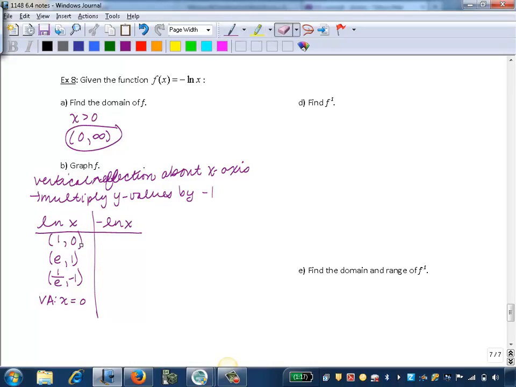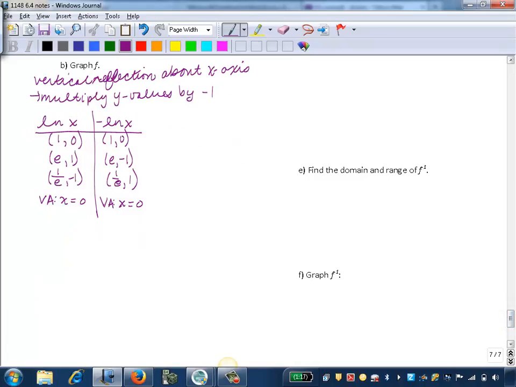So now we're going to multiply all the y values here by -1 to cause that reflection about the x-axis. So I'll leave the x values the same, so this will be 1, and then 0 times -1, it's still 0. That'll stay the same. Then we'll have e, -1, and 1 over e, positive 1. And again, that vertical asymptote's not going to change. We didn't have any horizontal changes. So it will remain x equals 0.